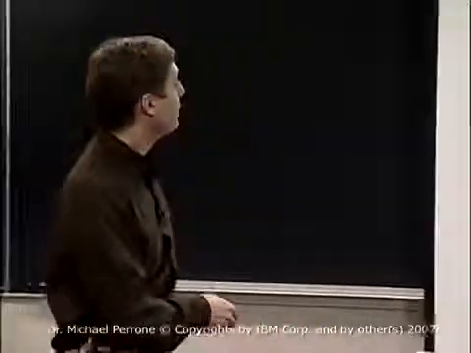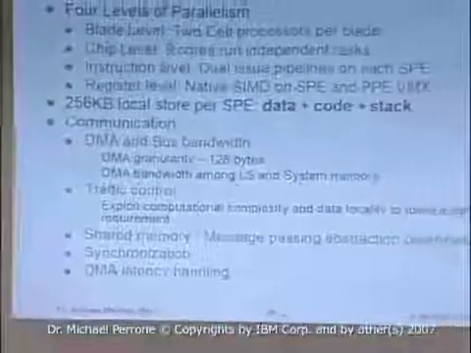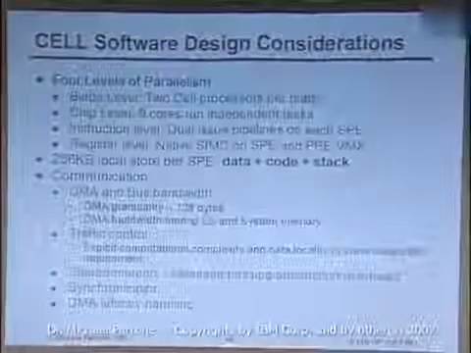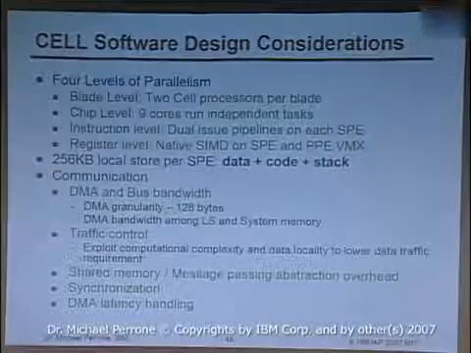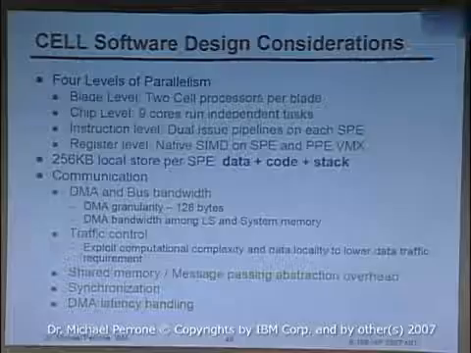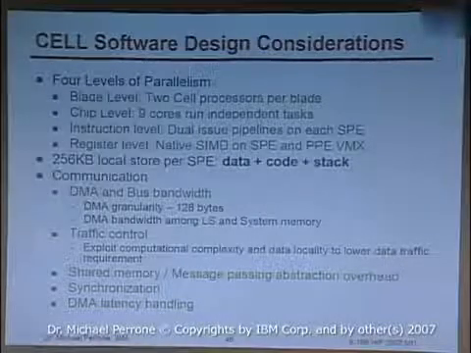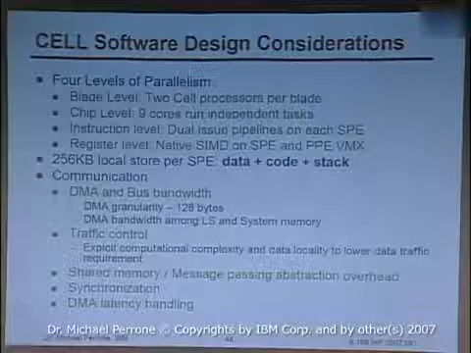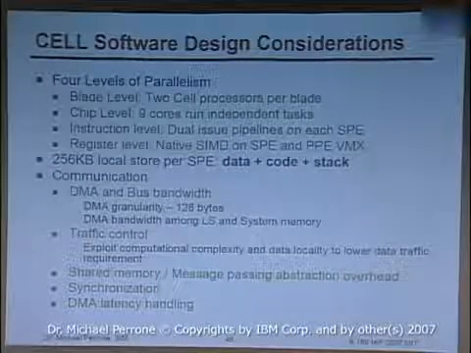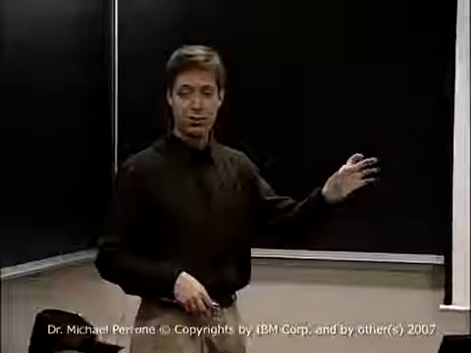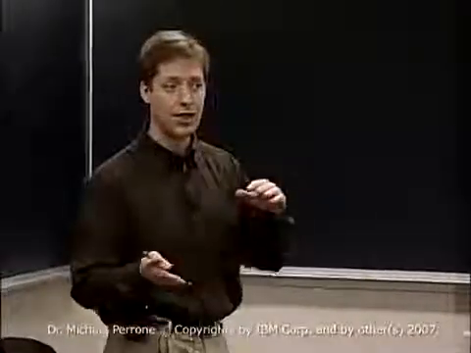The DMAs that you issue can be 128 bytes or multiples of 128 bytes up to 16 kilobytes for a single DMA. There's also something called a DMA list, which is a list of DMAs in local store, and you tell the DMA queue, here are these 100 DMAs, spawn them off. That only takes one slot in the DMA queue, so it's an efficient way of loading the queue without overloading the queue.